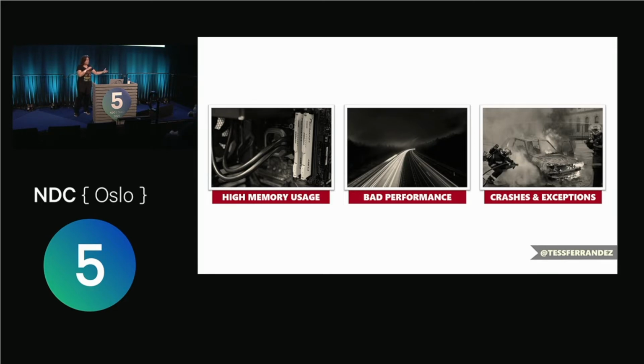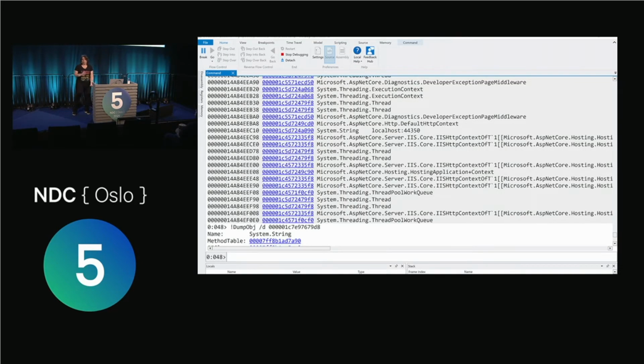So we're going to talk about high memory usage, how to tackle that, bad performance, crashes and exceptions. What I'm going to talk about is applicable not only to .NET Core, but also to .NET Framework if you use that, but some tools will be .NET Core specific. So we're going to be debugging dumps. I hope you're ready for this. And I do hope to make it as understandable as I can.